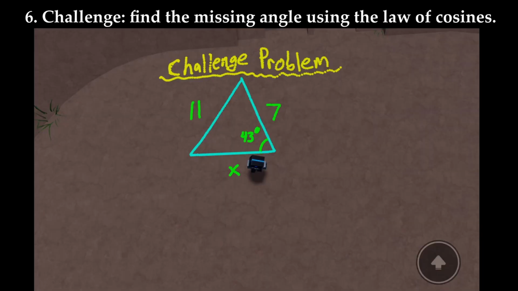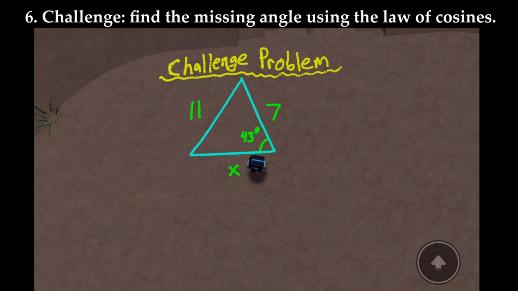If you made it this far, congratulations on making it to the challenge problem of the day. In this problem, we have a triangle with side lengths of 11, 7, and x. And we have an angle between 7 and x of 43 degrees. Based on that, we need to solve for x. So let's try using the law of cosines to solve for x.